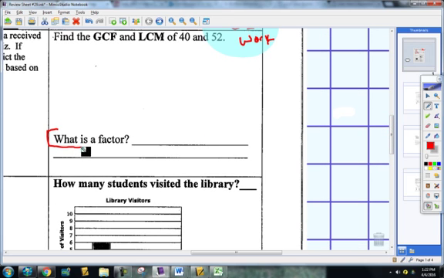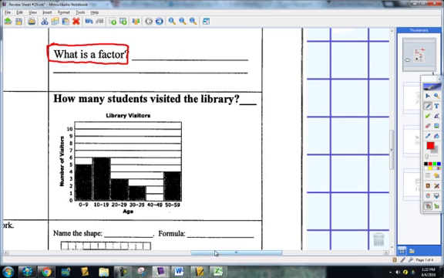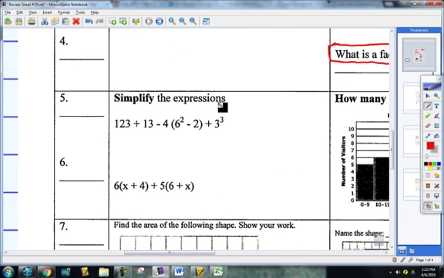Also, this definition right here, it's actually in your chapter 1 notes as well. Okay? So look back there. Here's a PEMDAS question here. You just need to simplify it.